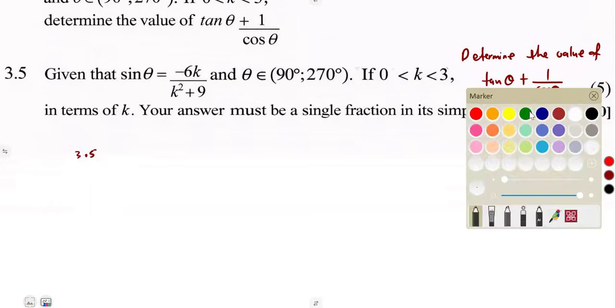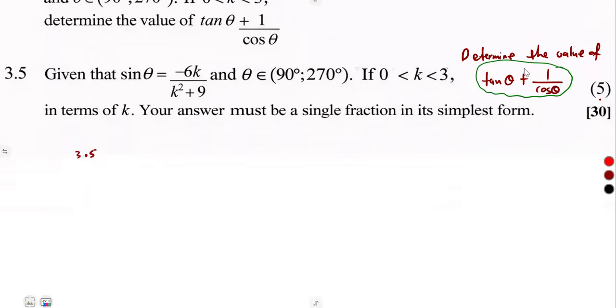How can we determine this? We must work with our triangle where we can find tan theta and cos. But look here, they gave us sine theta in terms of unknown values. We're just going to use those unknown values. So this is negative 6k over k squared plus 9. This is definitely positive, and this is negative. Negative divided by positive is negative. So is your sine of theta negative or positive? This one is negative.